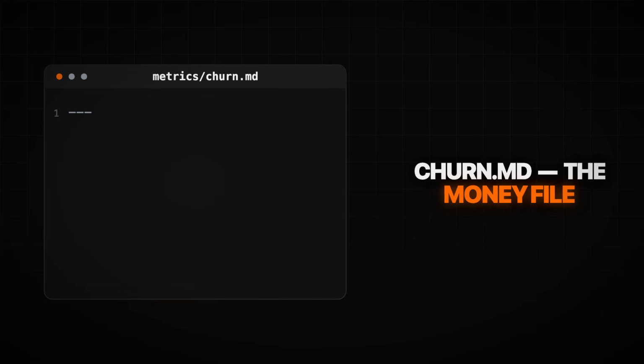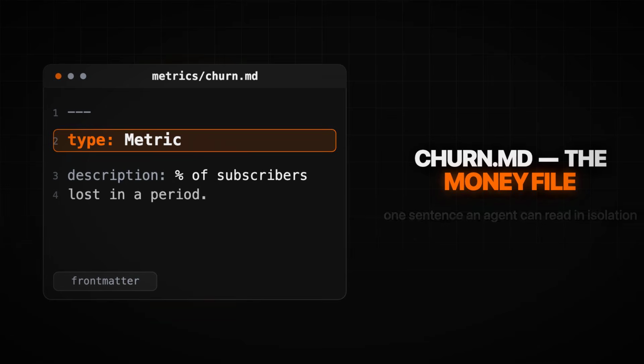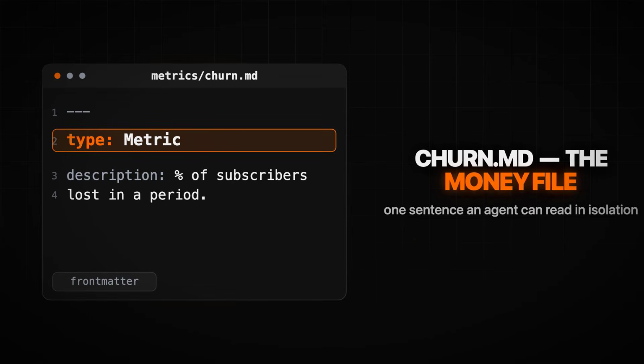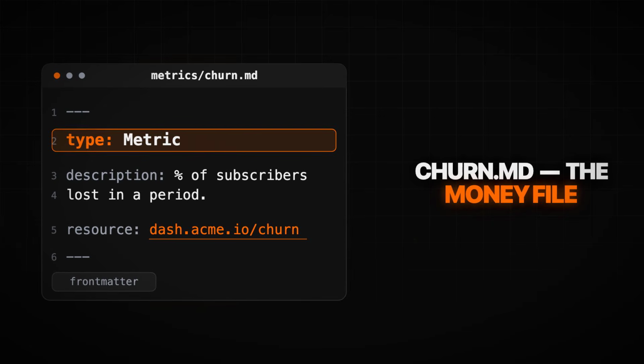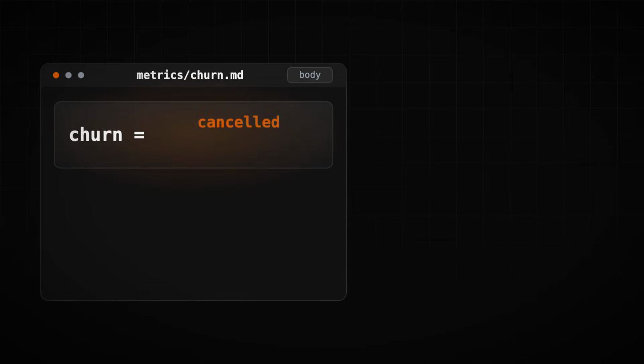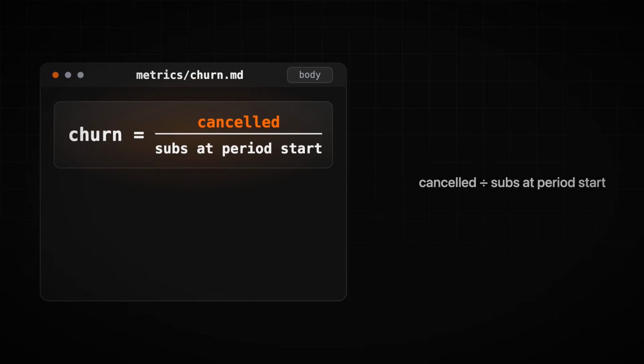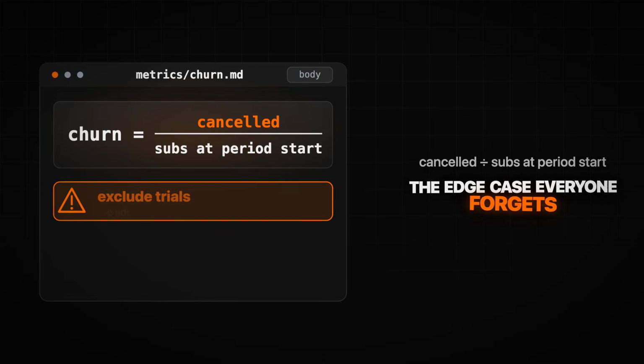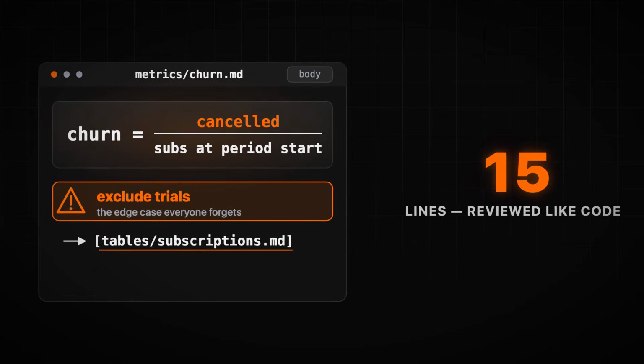Now, the crown jewel, churn.md, type, metric. Description, one sentence an agent can read in isolation, a resource link to the live dashboard, and then the body, the exact formula. Canceled subscriptions divided by subscriptions at the start of the period, the one edge case everyone forgets, and a link to the table it's computed from.